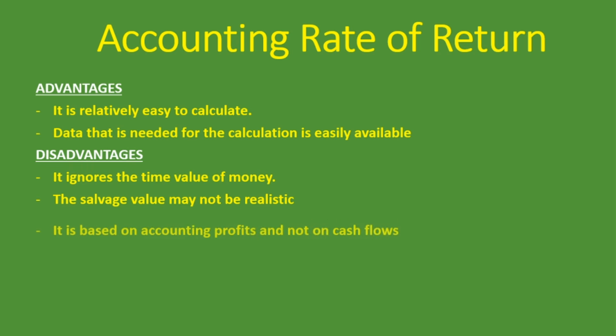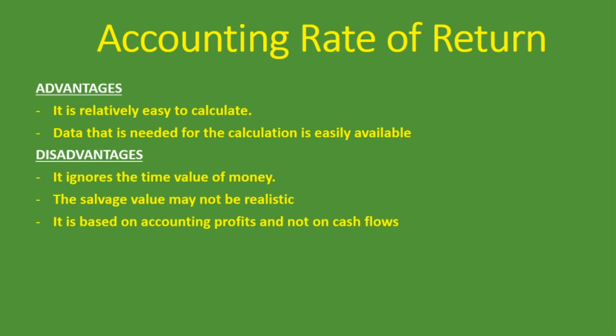The third one, it is based on accounting profits and not on cash flows. So as you can see, and I've mentioned it before, make sure you use accounting profits and not cash flows, because that's how we calculate the accounting rate of return. And remember, a better measure is using cash flows and not accounting profits. And we use cash flows when we are looking at the net present value, at the internal rate of return. Even the payback period uses cash flows. So this one is based on accounting profits and not on cash flows. That is one of the disadvantages.